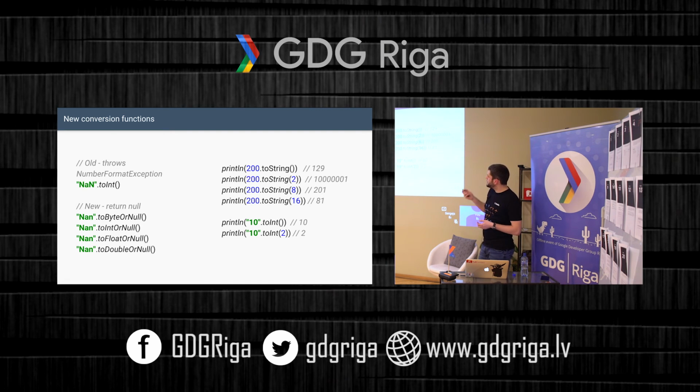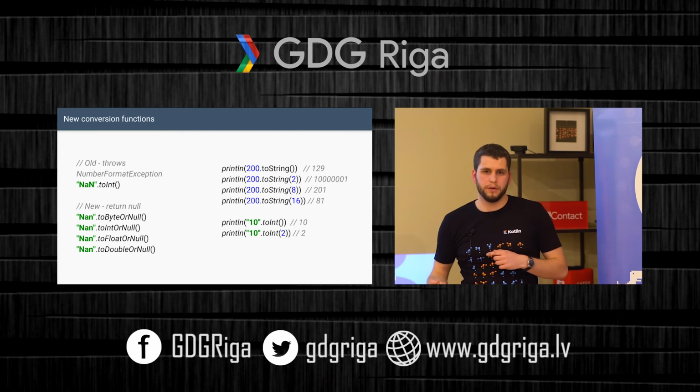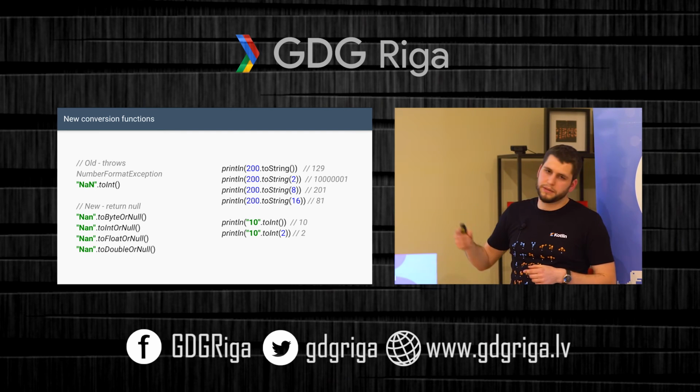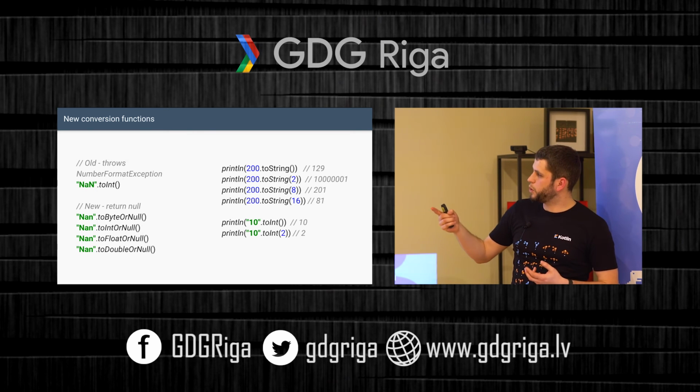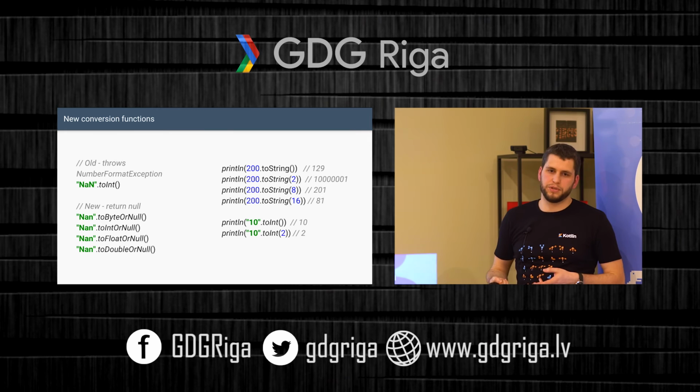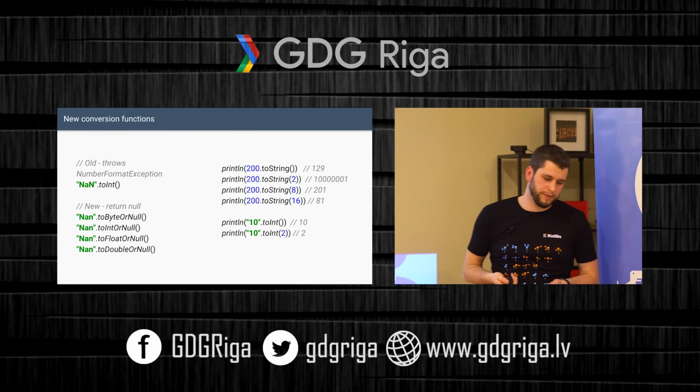Yeah, and another thing on the left hand side is the toString and to something values. They have added the base for the conversion. For example, the first line is decimals, then it will be in base 2, in base 8, or whatever base you provide there. Same happens the other way around. So if you have 10 and you just call to int, it will be in base 10. If you call to int with 2, it will be in base 2, and it will be actually 2 values.